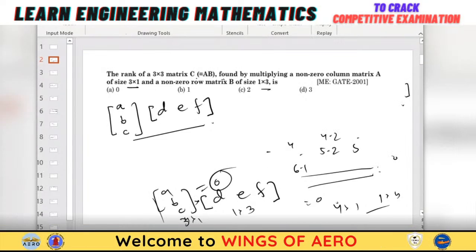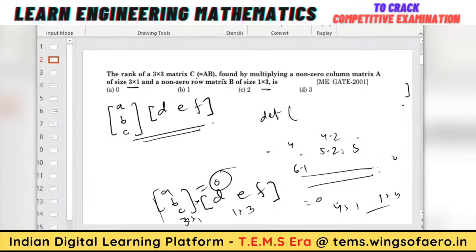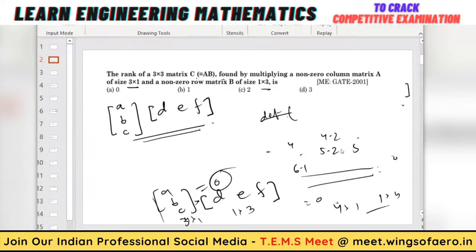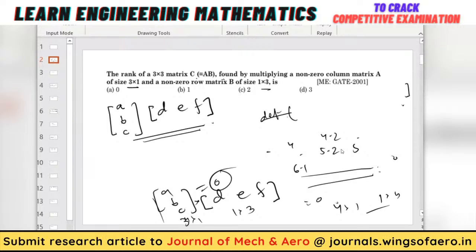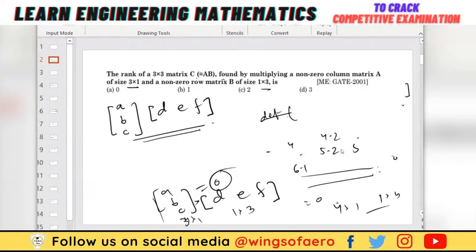One thing I already told you, the determinant of this matrix is 0. Okay, after multiplication, the determinant is 0. Then now tell me what is the rank. Okay, you all know the determinant method to find out the rank. First of all, tell me this.